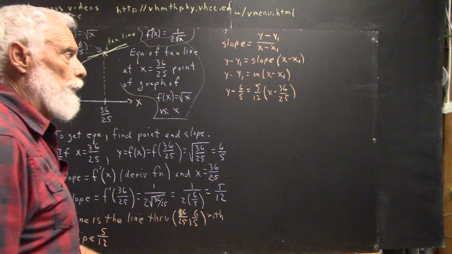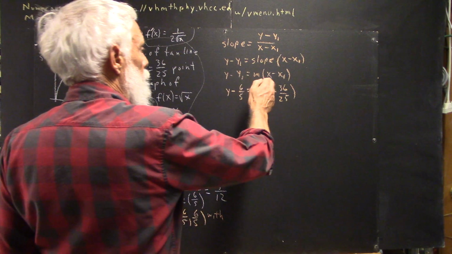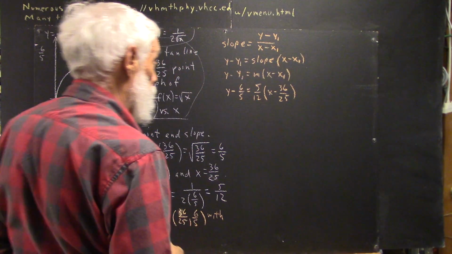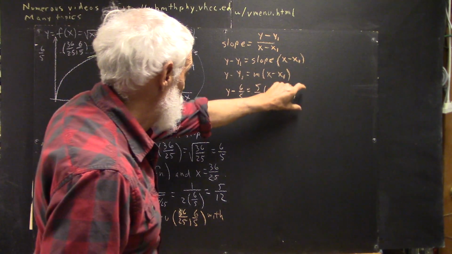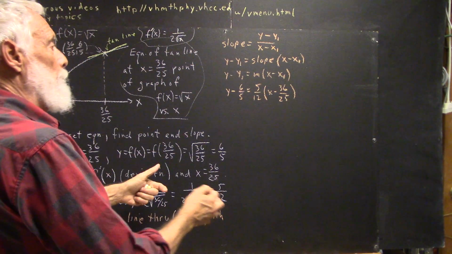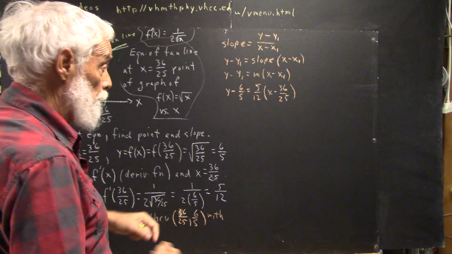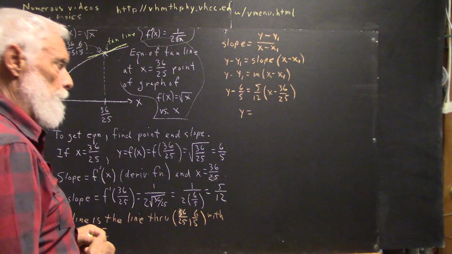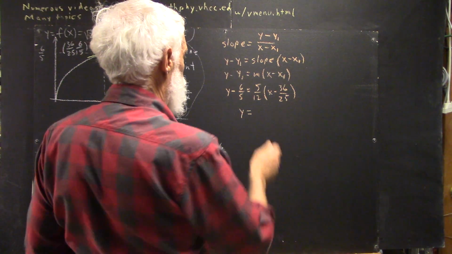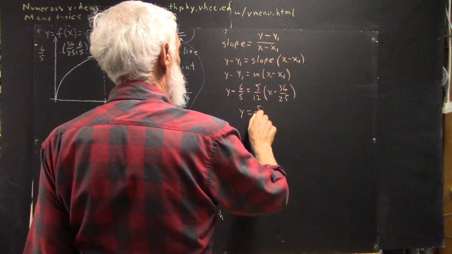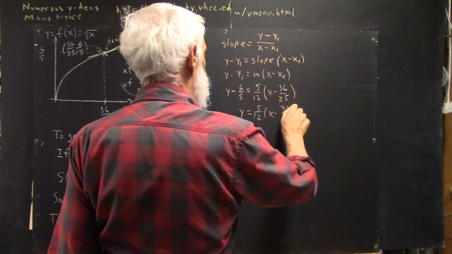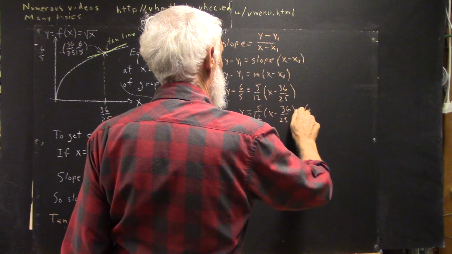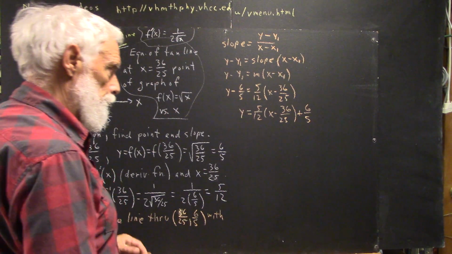Now you might have memorized some other formula like y equals m times (x minus x1) plus y1, which is just what you get if you add y1 to both sides here. The way I expressed it is a little closer to the meaning of a slope rather than a meaningless formula. So I kind of prefer that, but it's okay if you use something different. So I'll put that in this form: y equals 5/12 times (x minus 36/25) plus 6/5. And it's obvious I get that by adding the 6/5 to both sides.